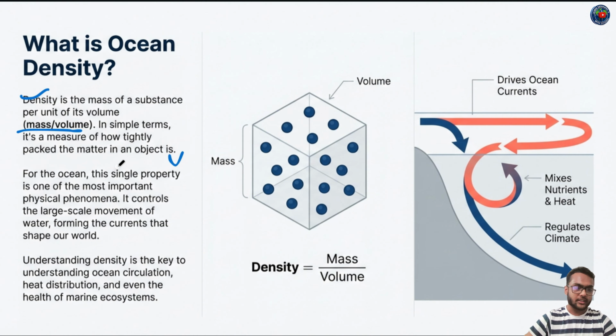For the ocean, this single property is one of the most important physical phenomena. It controls the large-scale movement of water, forming the currents that shape our world. Understanding density is the key to understanding ocean circulation, heat distribution, and even the health of marine ecosystems. Density is equal to mass divided by volume, mass per unit of volume. It drives ocean currents, mixes nutrients and heat, and regulates climate.